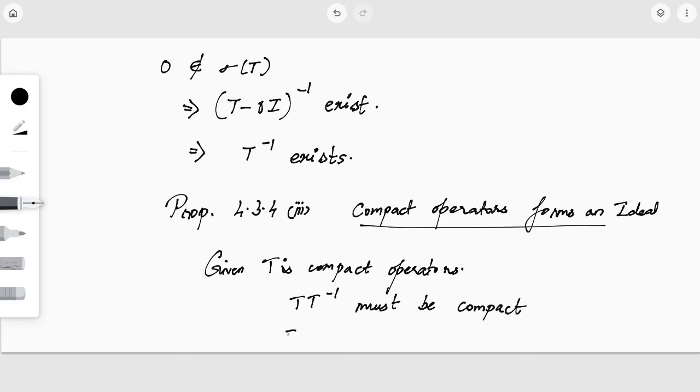right? So what is T into T inverse? It is nothing but the identity operator. So the identity operator must be compact. So this forms a contradiction to our previous corollary, that is, if the space is infinite dimensional, then the corresponding identity operator is not compact. So if we had assumed that 0 is not an element of sigma of T, we get that T inverse exists, and in turn we get that I must be compact. But that is a contradiction. So therefore, what can we conclude? We can conclude that 0 is a spectrum point if T is a compact operator.